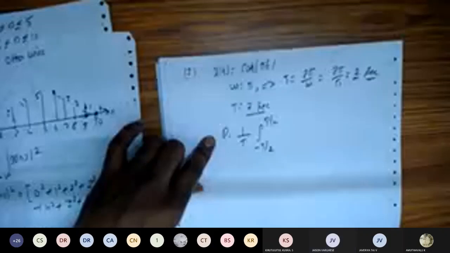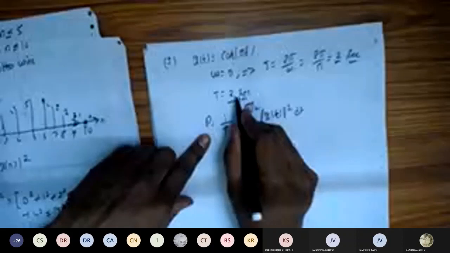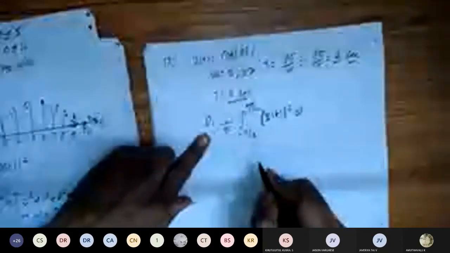So let us substitute here. The fundamental period is 2 seconds, so you can take the limit from 0 to 2 seconds directly. So P is equal to the integral from 0 to 2 of x of t squared, which is cos square pi t into dt.